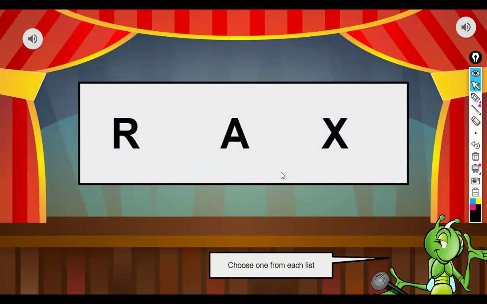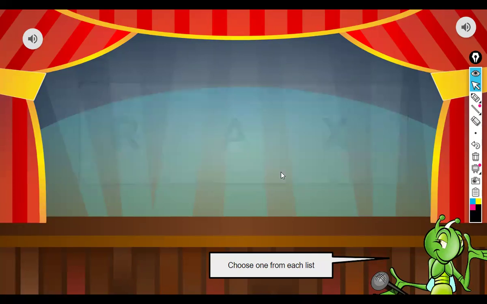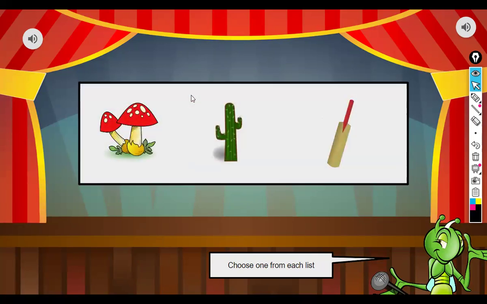Next one. Choose one item, the mushroom, the cactus, or the bat. Up to you. Make sure and write it down because you're going to forget. So you made 3 choices just now, right? You chose one with the animals, one with the letters, and now with the item.